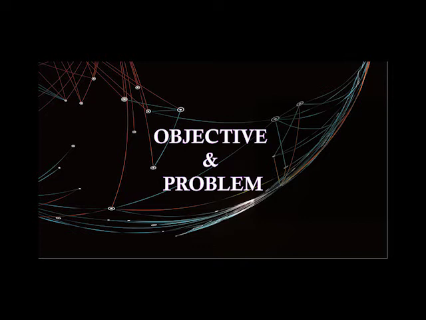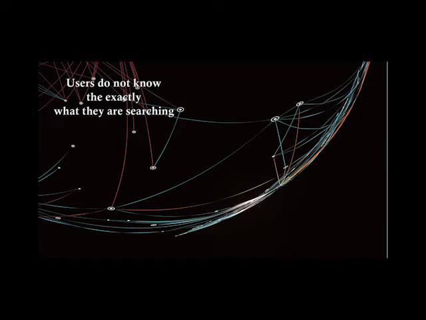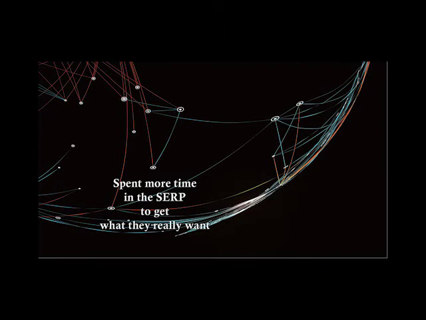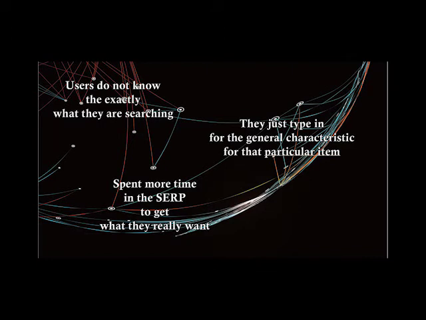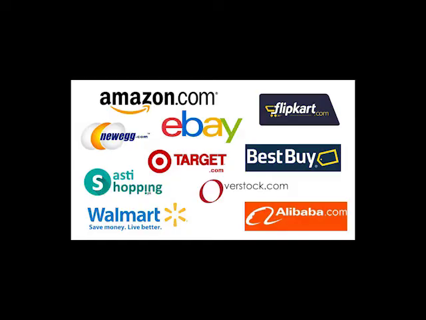So let's move on. Most users really don't know what exactly they are looking for. They just type in the general characteristics of that item and look for it in the SERP. And somehow they end up stuck in there for hours. Because why? Well, they can't get it. That's why. Most of these situations happen on certain websites, especially online shopping websites.